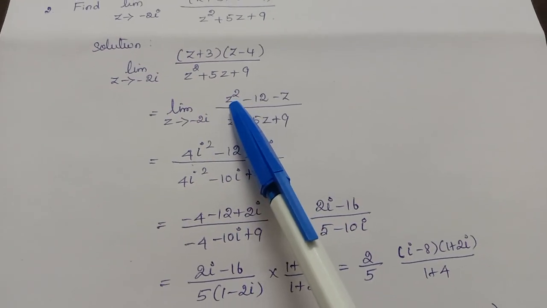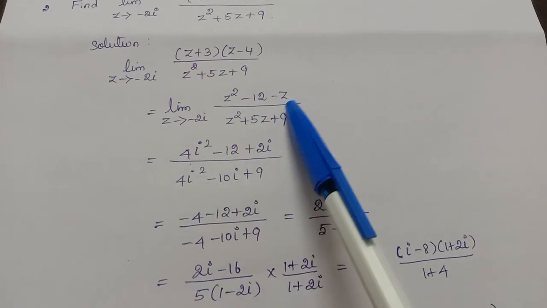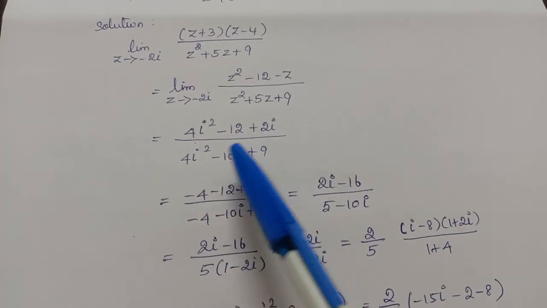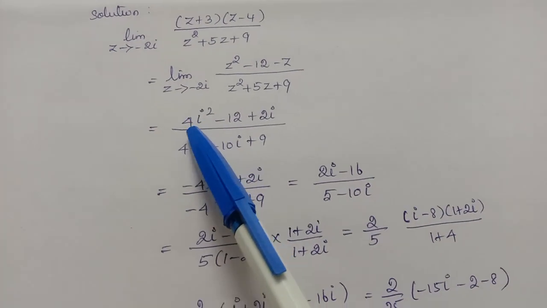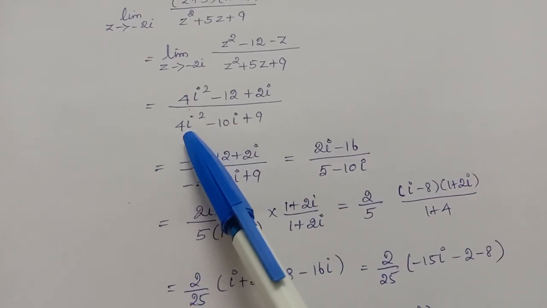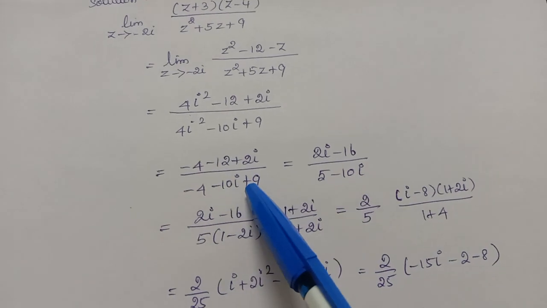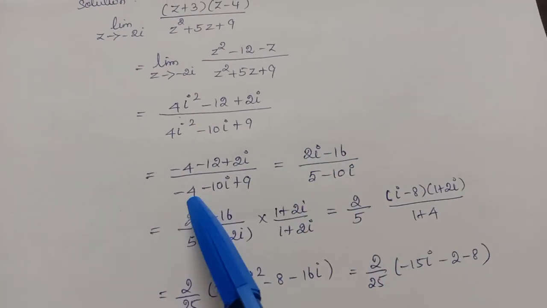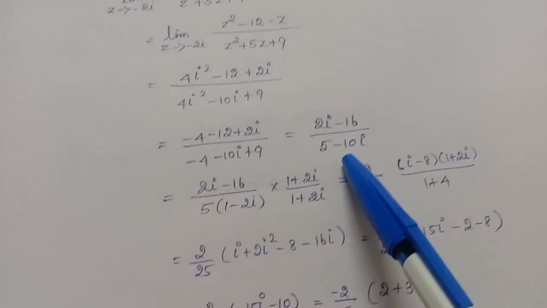So here it is what? 4i square minus 12 plus 2i divided by 4i square minus 10i plus 9. i square is minus 1, no? So minus 4 minus 12 plus 2i, divided by, here also 4i square is minus 4, minus 10i plus 9. So it is minus 16 plus 2i divided by 5 minus 10i.